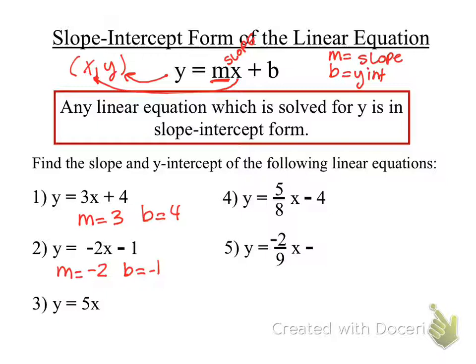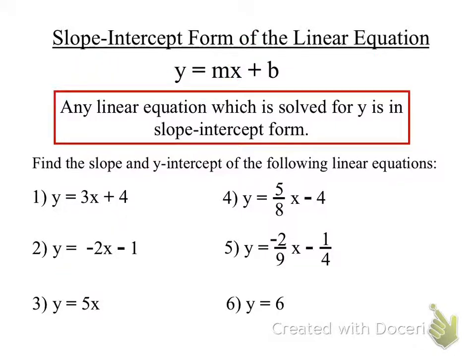We're going to pause the recording, and I want you to do the next 4 on your own. Remember, m is your slope, and b is your y-intercept.